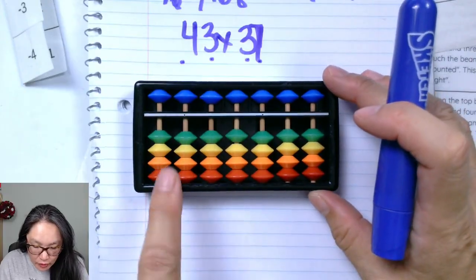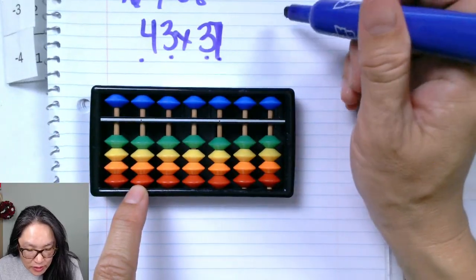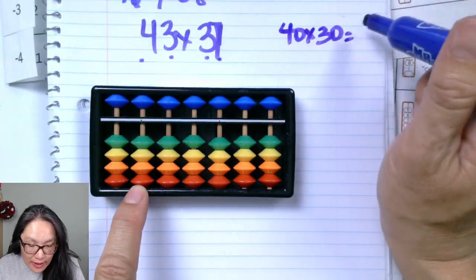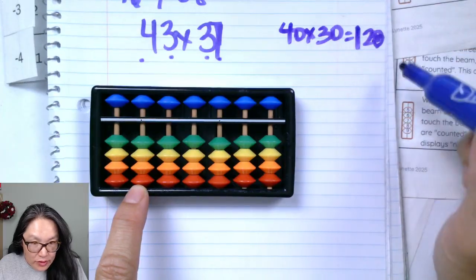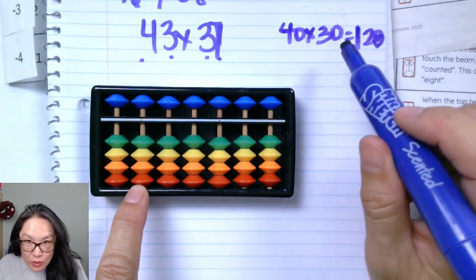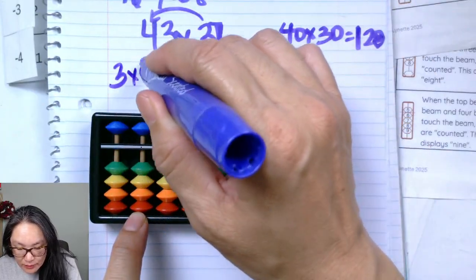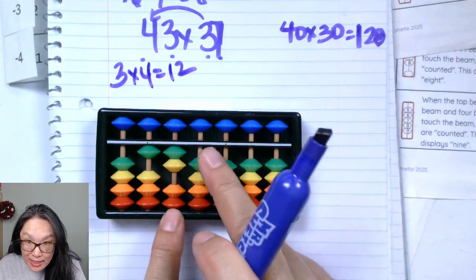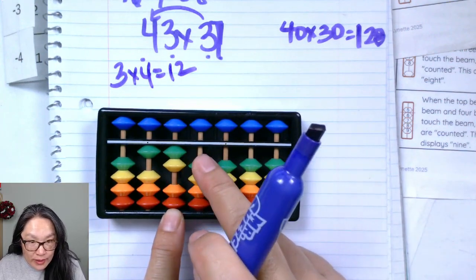1, 2, 3, 4. Now, in new math, they do 40 times 30, and then they write it out: 1,200, so there are 2 zeros there. But in abacus world, we don't need to. We just need to do 4 times 3. 3 times 4 is equal to 12. I add my 1, I add my 2. Notice I don't need to worry about the zeros. The abacus does it for me.